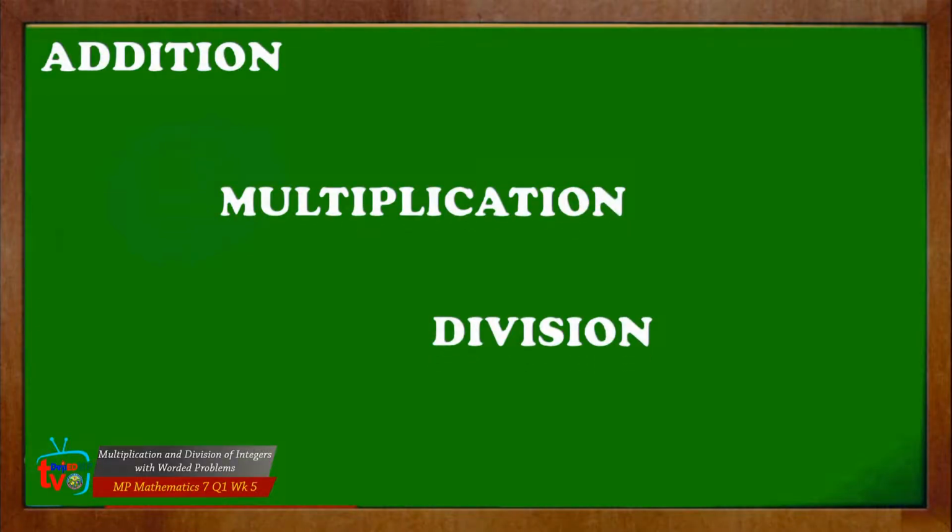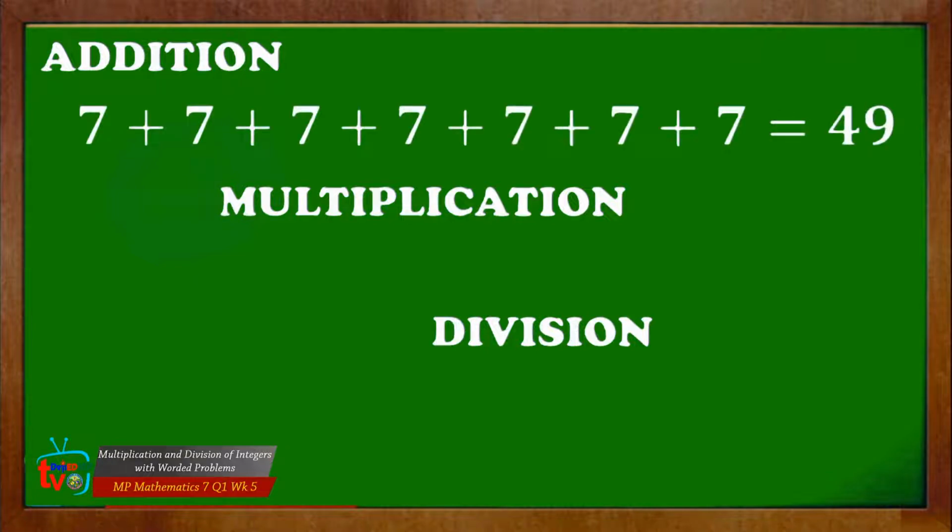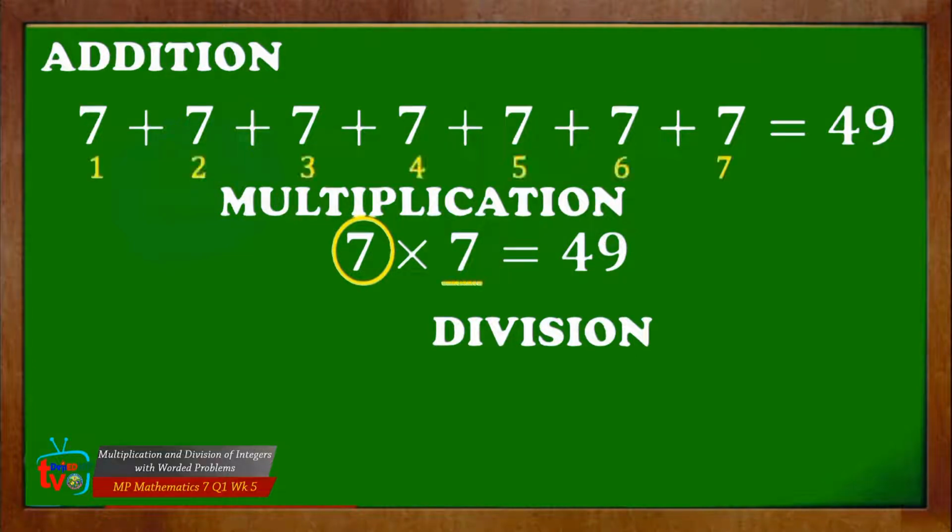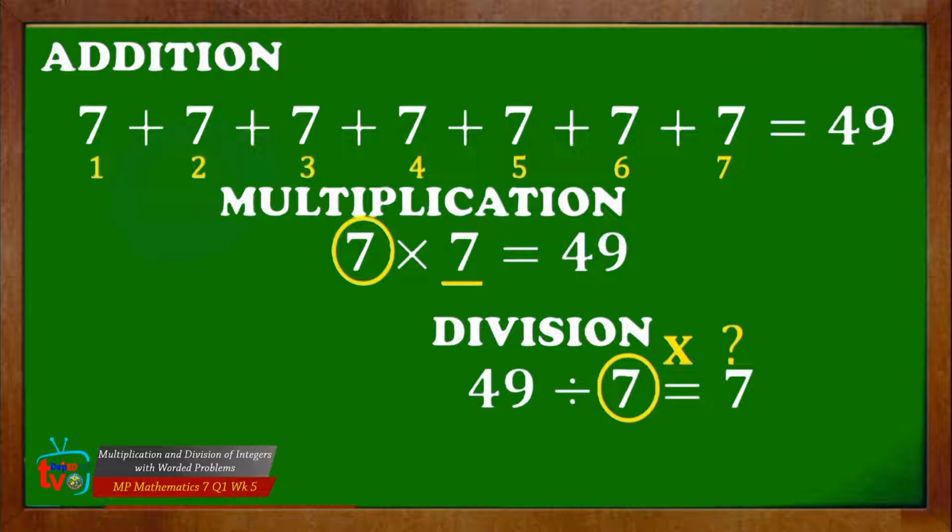Let's have a little review on addition, multiplication, and division of numbers. In addition, we just simply add the given numbers. Multiplication is a repetition of addition. The first 7 is the number being added, while the other 7 is the number of times it was added. Division is finding a number to be multiplied to 7 to get a product of 49.